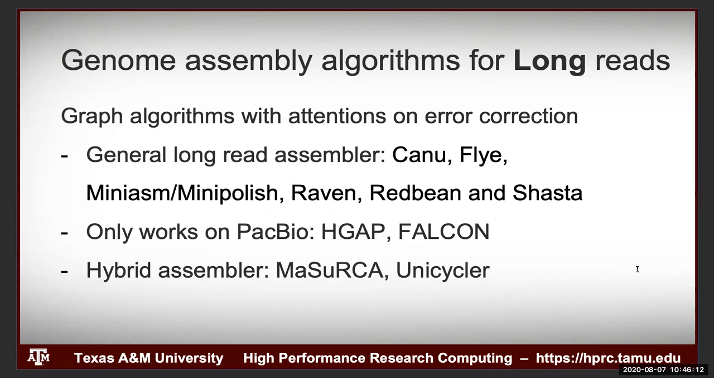Okay, so for the long reads, it's gonna be a little bit different. It's still a graph algorithm, but with attention to error corrections, because we know these long reads tend to have a lot of errors. If you take them as they are, it's gonna create a lot of errors for you in the assembly too. So there are some popular tools like Canu or Flye. Those are pretty good ones, like miniasm, or Minipolish, and Raven, all those things. They are good for the small genomes, but Canu and Flye can deal with the big genomes. For PacBio data, there are some tools that only work on PacBio, like HGAP, Falcon, developed by the PacBio company.